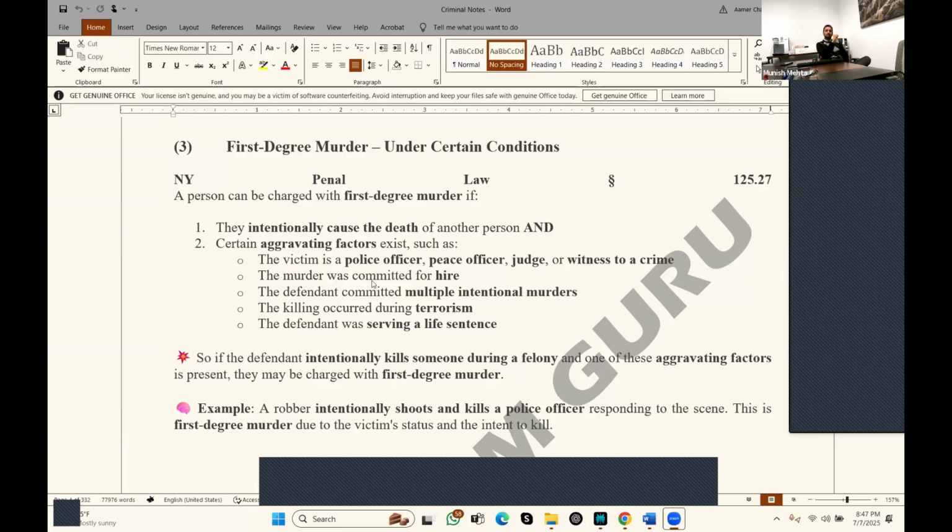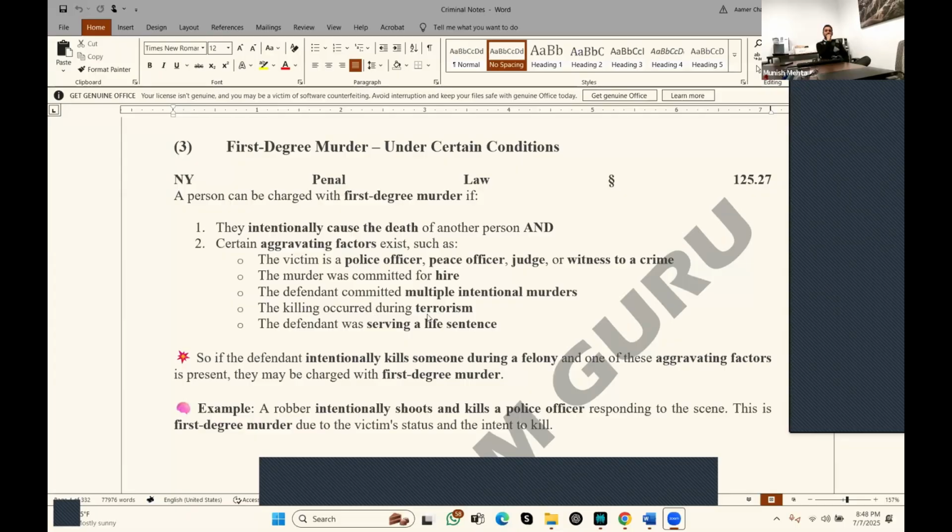A murder was committed for hire. I hire you to kill someone. Of course, there is planning and deliberation. I hire you, a paid killer. The defendant committed multiple intentional murders. If you're going to kill more than one person, it is always first degree murder. If two people will be killed, always first degree murder.